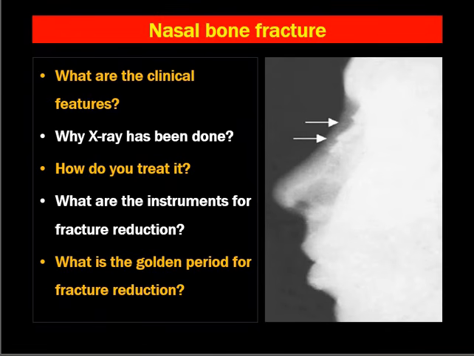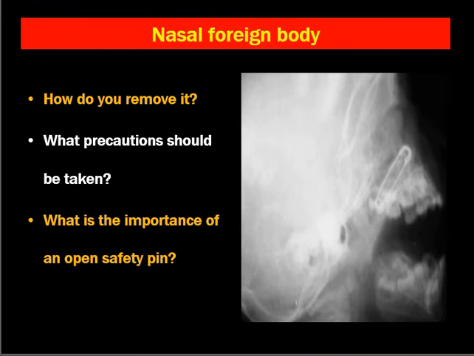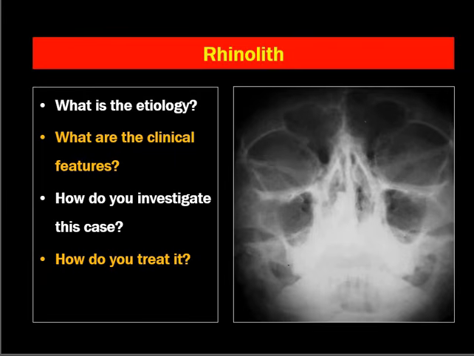Okay, nasal bone fracture also is a commonly asked question in the exam. The X-ray performed is plain X-ray, soft tissue, nasal bone, lateral view for fractured nasal bone. And there are certain questions to be asked in the exam which is beyond the scope of this presentation. Nasal foreign body also can be seen on X-ray, basically lateral view. And you can see rhinolith here. This is the rhinolith, which is seen in the right nasal cavity.